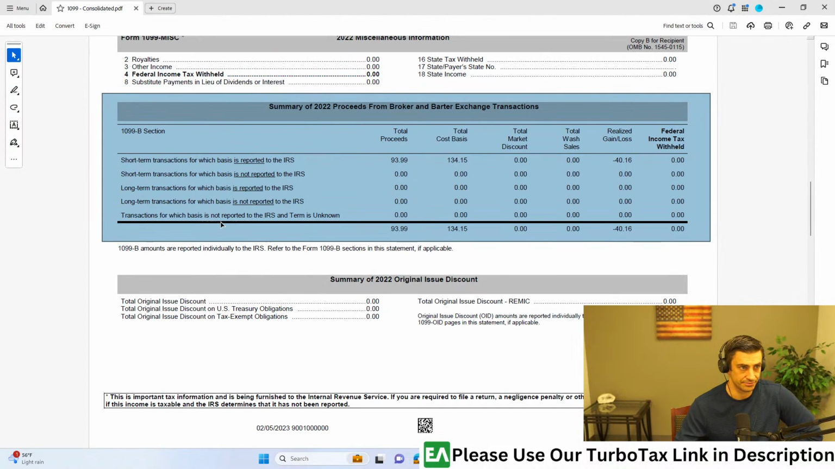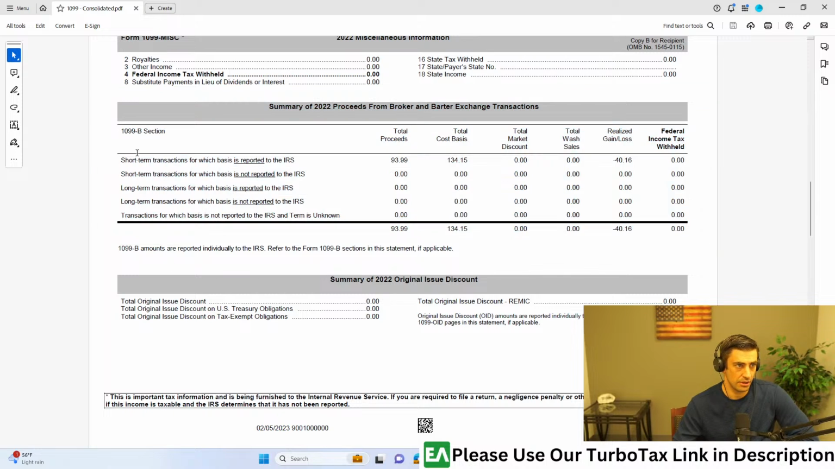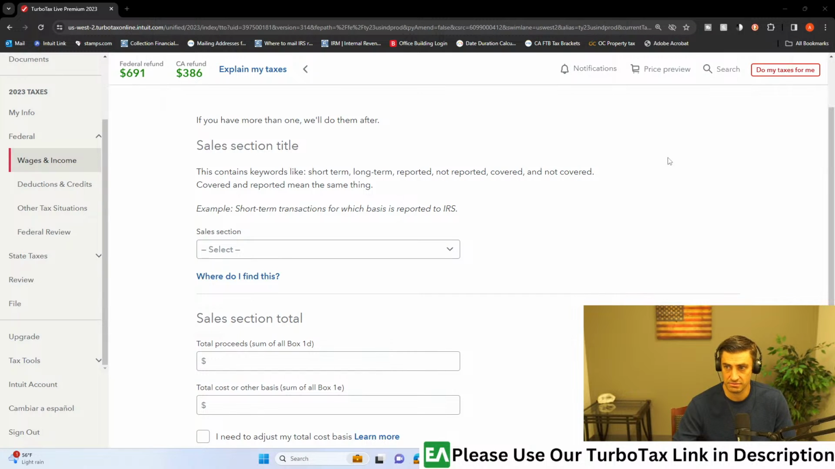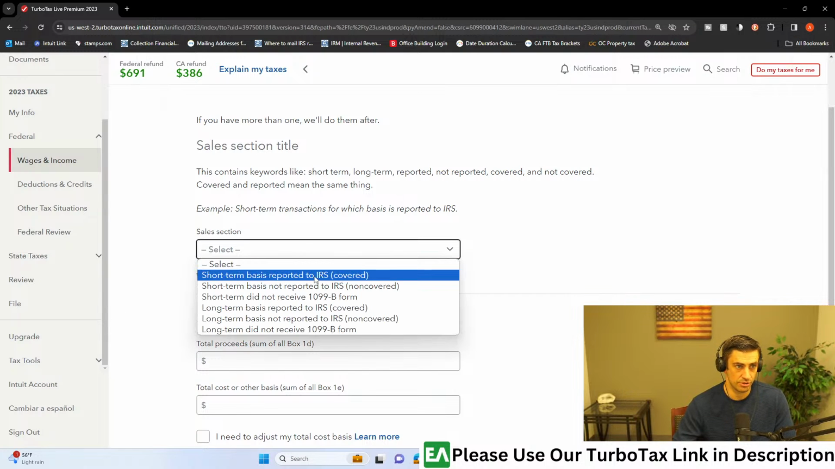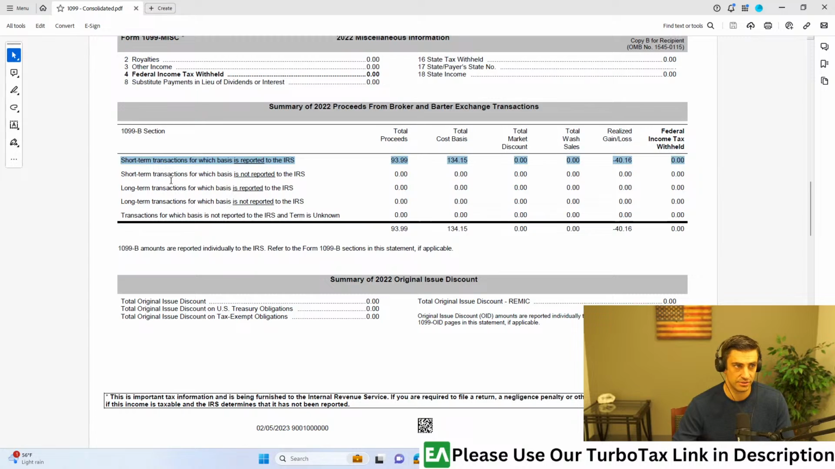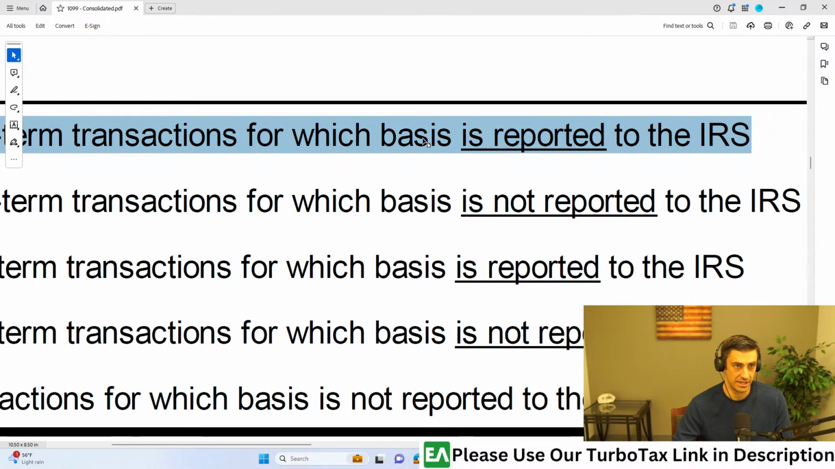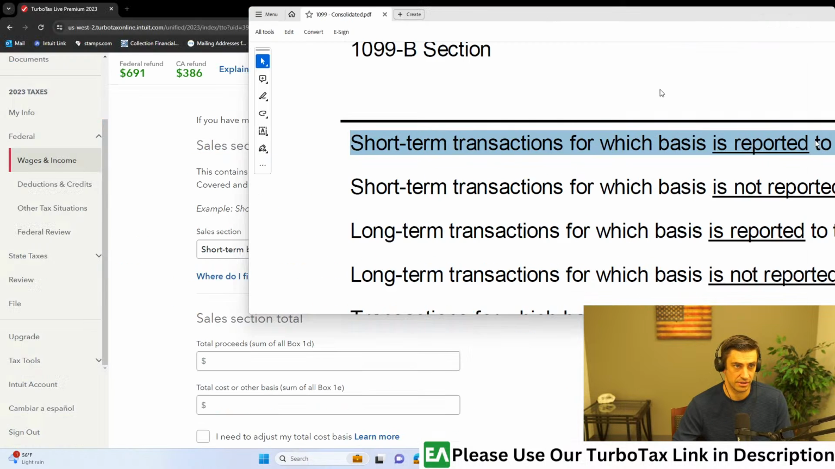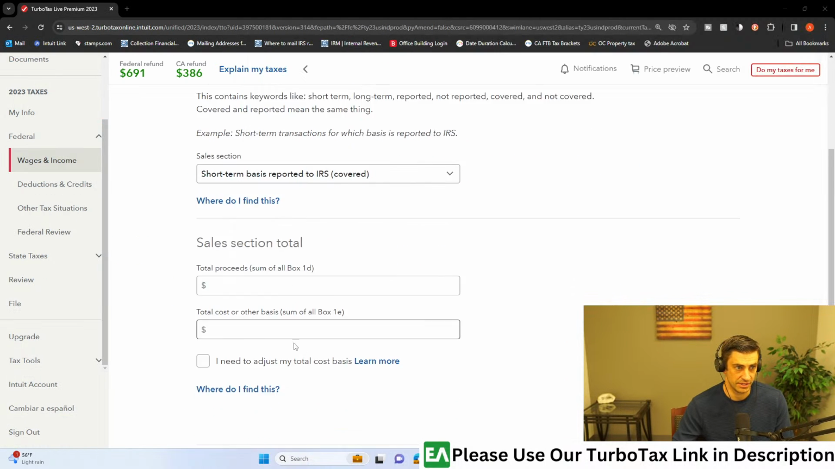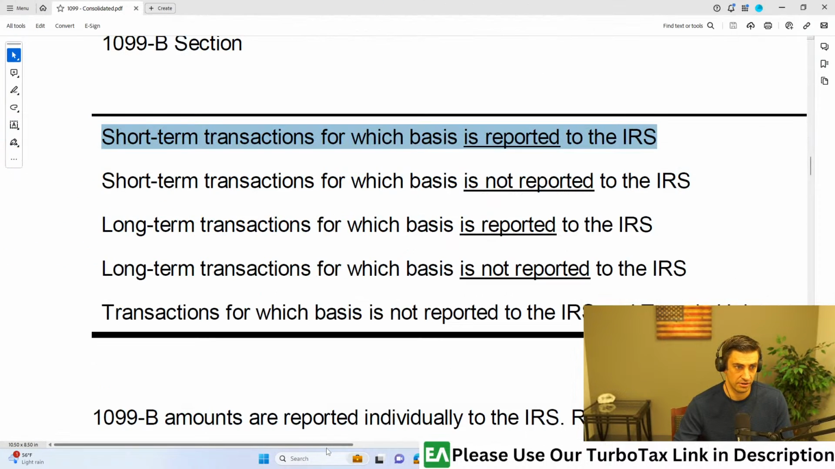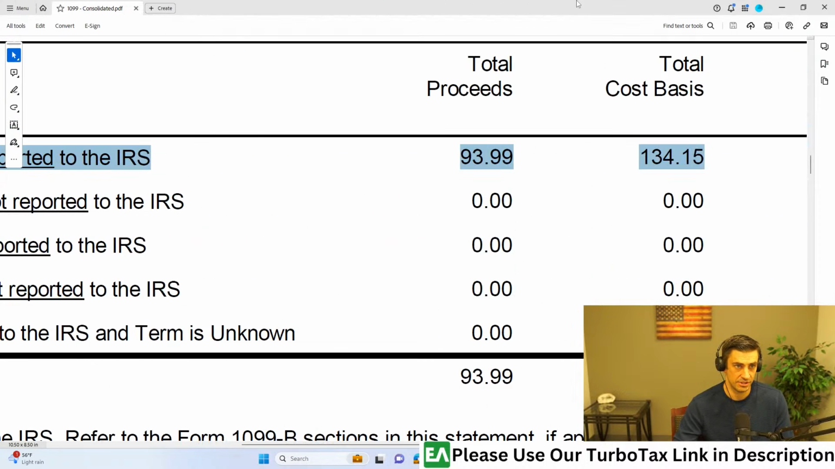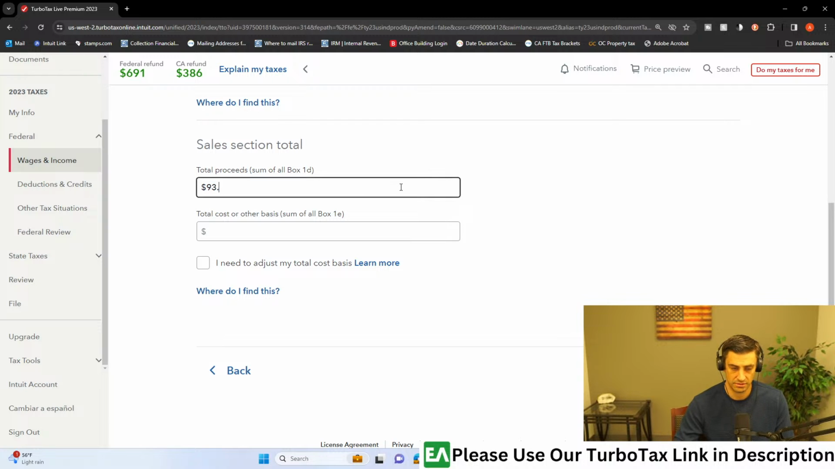So when we take a look at this, it's actually really important. This is what that thing was telling us, right? Short term. So this is like a sales section right here. We're going to enter this in as we see it. Short-term basis is reported. This is covered, right? Which basis is reported to the IRS. So that's what it says right there. Total proceeds, we'll just look right over here. Total proceeds, 93.